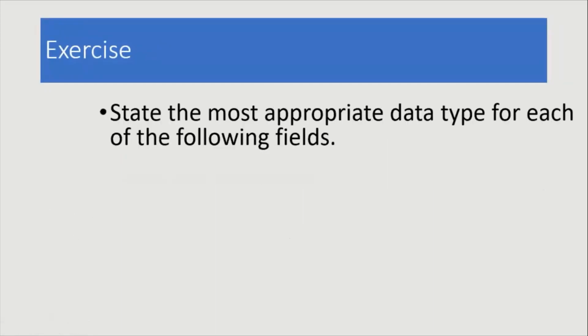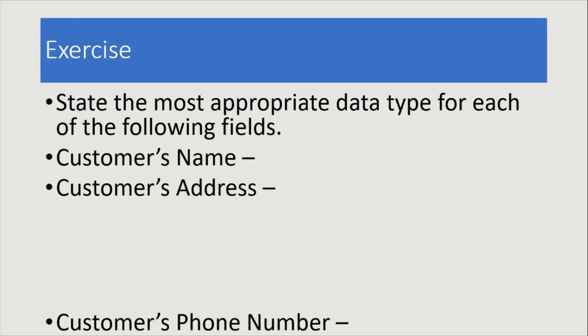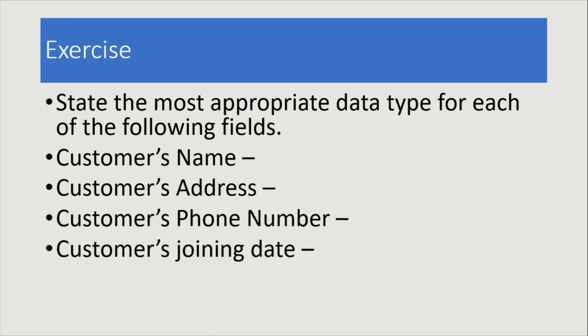So I would like to give you a question that you have to do as an exercise. What will be the most appropriate data type for each of the following? Be happy to see your response in the comment section. Maybe we want to capture the customer's name. What will be the appropriate data type? We want to capture the customer's address. We want to capture the phone number. We want to capture the joining date. We want to capture the age. What are the most appropriate data type for the given things that I'm leaving it to you as an exercise?